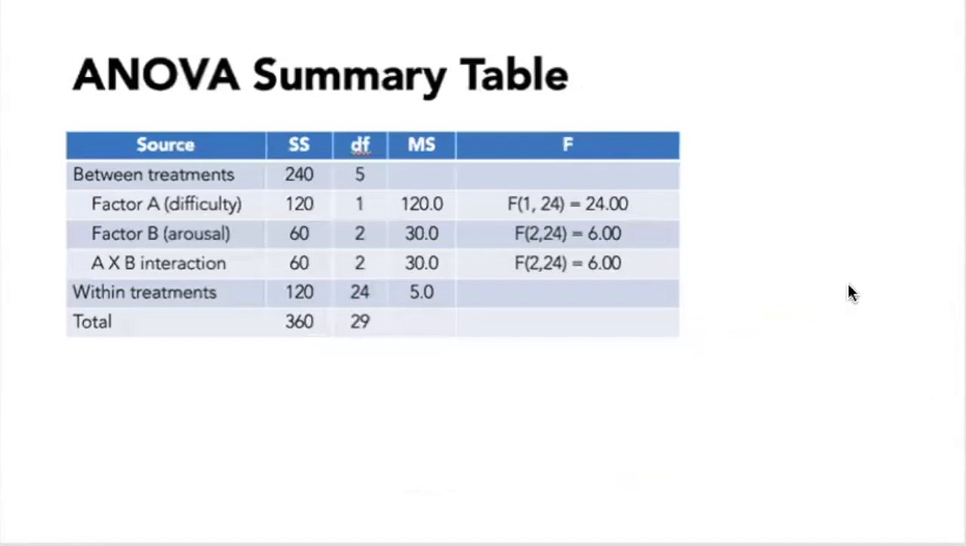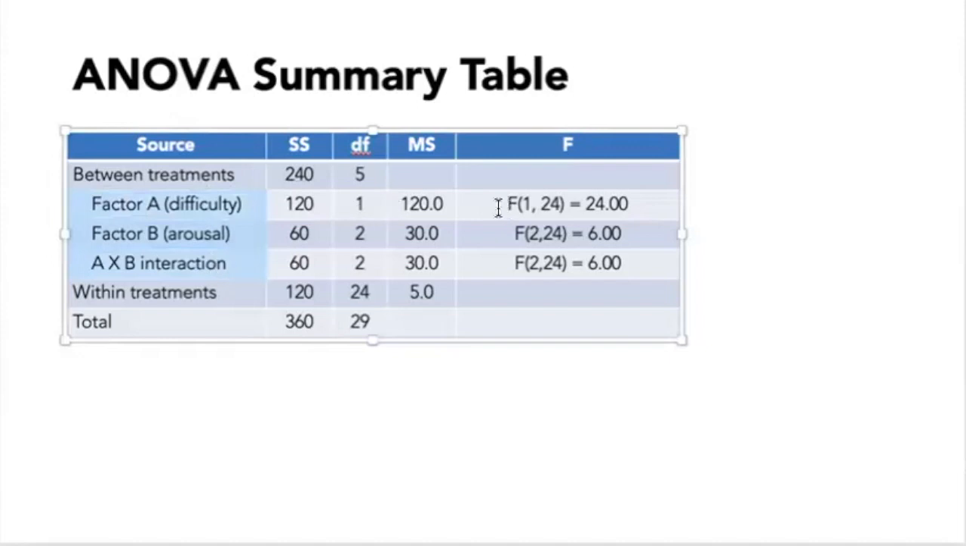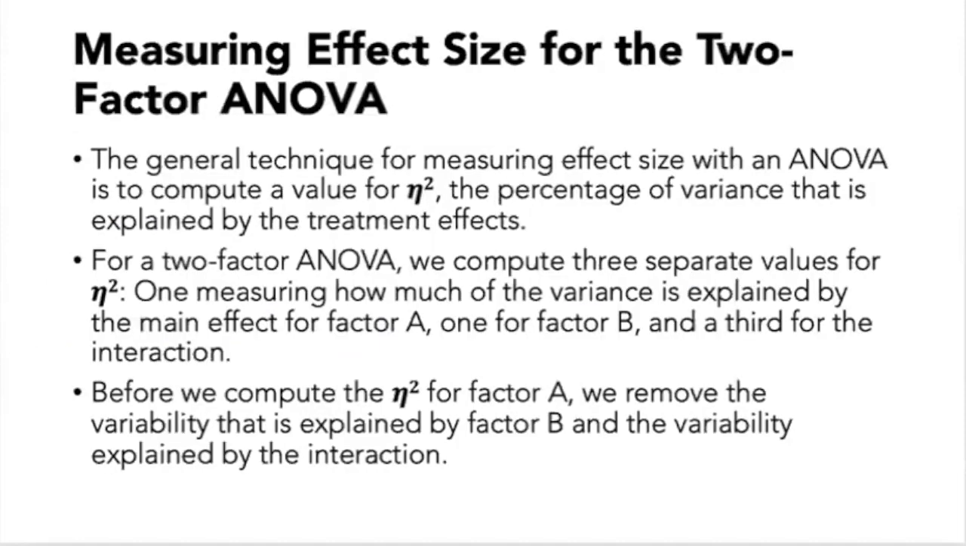Now here we can see all the required values: mean squares, degrees of freedom, sum of squares for all factors and the interactions, and also the final F scores. And now we can go ahead and interpret this. But before we interpret, let's do an effect size calculation as well.